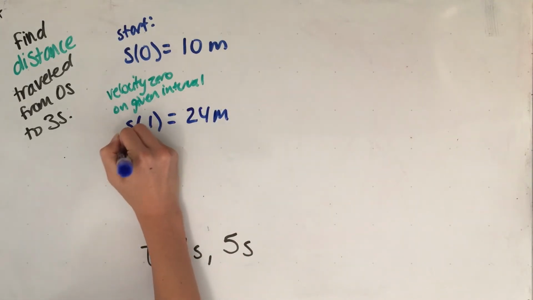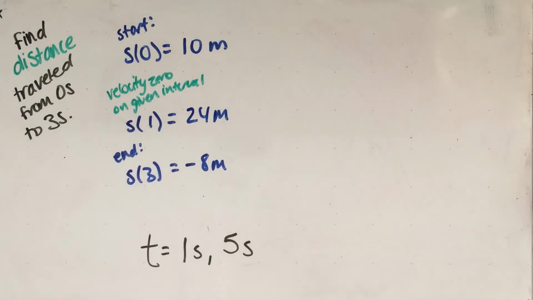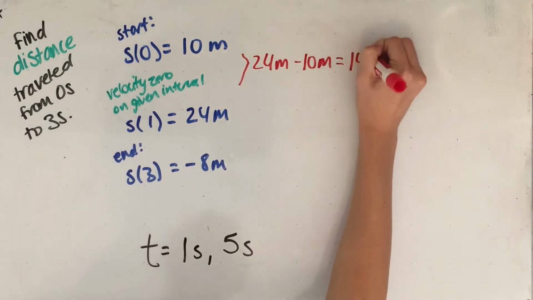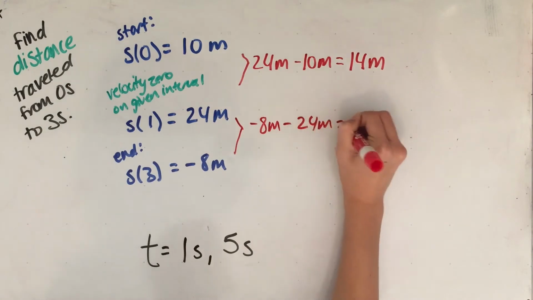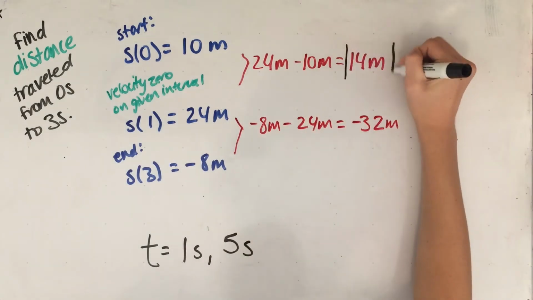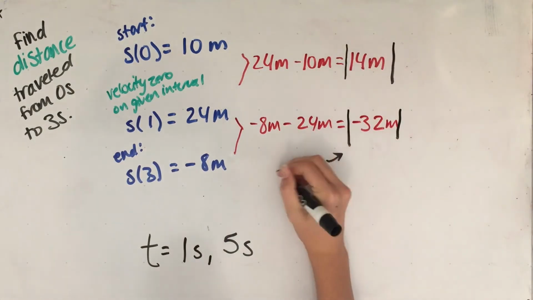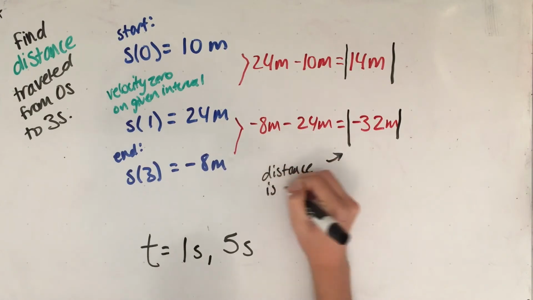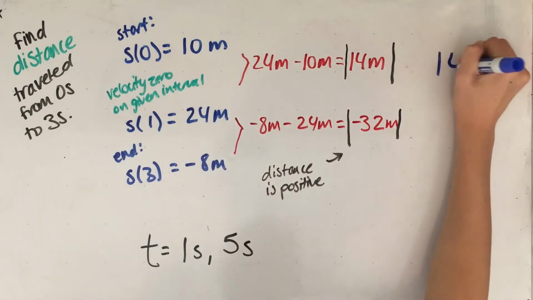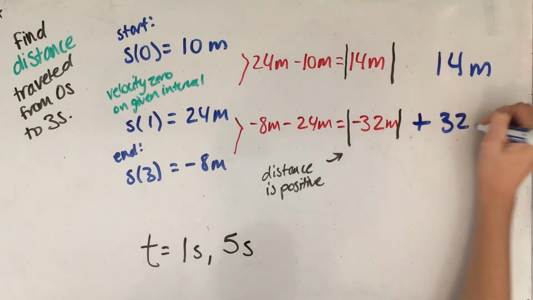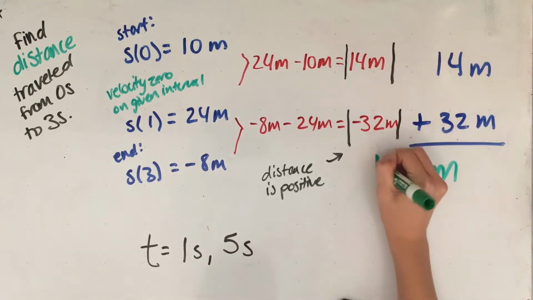Finally, find the ending position. Here it is negative 8 meters. Once you have these measurements, find the distance traveled within each new interval. Don't forget to take the absolute value of these distances. We want to add them together to give us a positive final distance. Here, we add 14 meters and 32 meters together to give us a final distance of 46 meters traveled.